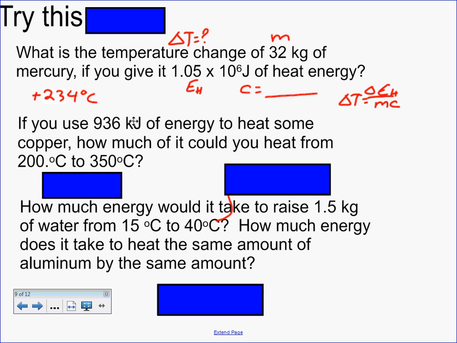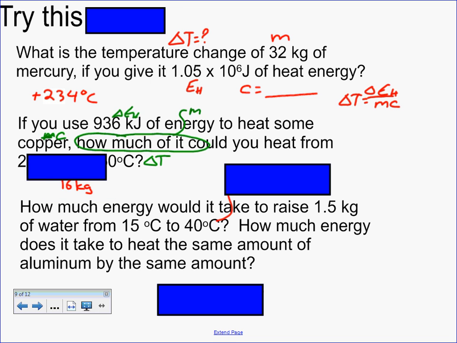When you get here, you're given delta EH. You can find your heat capacity of copper. You have a delta T, and you're being asked for the mass of copper. So calculate that out. Your answer is 16 kilograms. And the last one, again, same drill.